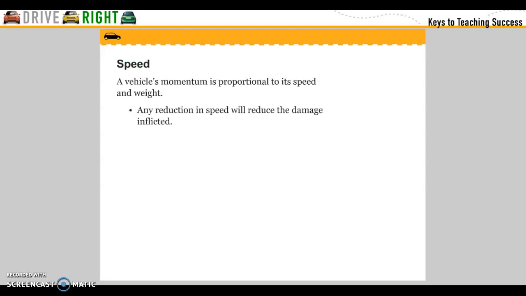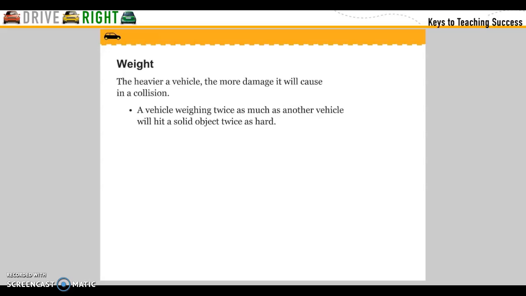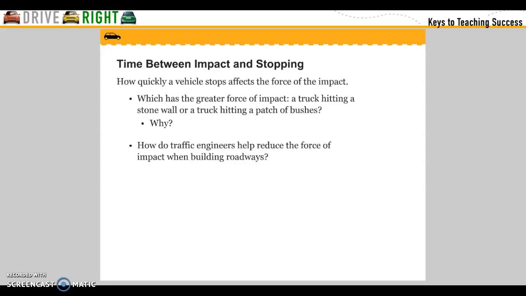Speed. A vehicle's momentum is proportional to its speed and weight. Any reduction in speed will reduce the damage inflicted. Weight. The heavier a vehicle, the more damage it will cause in a collision. A vehicle weighing twice as much as another vehicle will hit a solid object twice as hard.